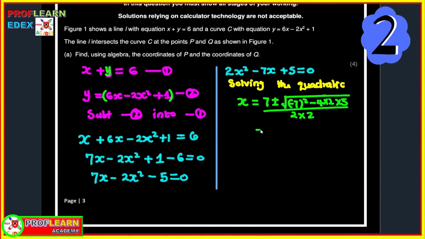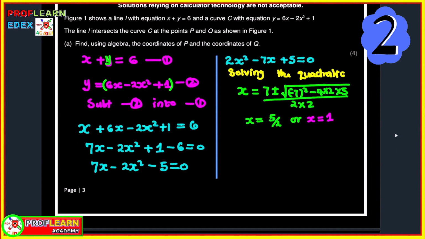Solving this, we get the value of x is 5/2, and the other value of x is 1. Now we have the two values of x, and at any point you are solving a quadratic equation, you will have two solutions. In this particular question, we are finding the coordinates of 2 points where they intersect.